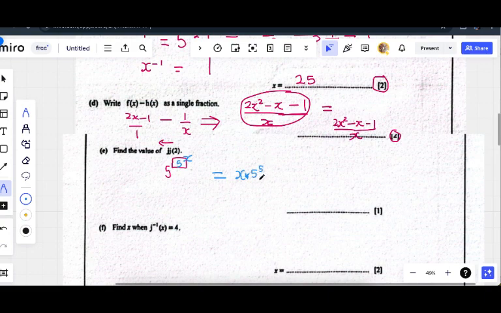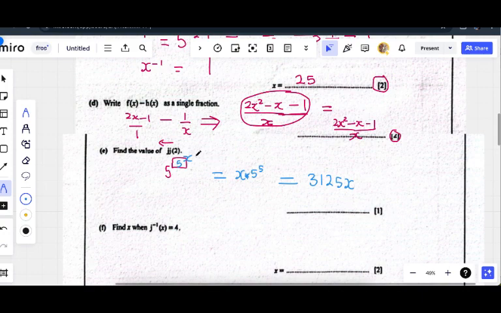5 to the power 5, what do you get? That's 5 in 5 places: 5 times 5 times 5 times 5 times 5. 5 to 4 places is 625. 5 to 5 places, what do you get? This will give us 3,125. So we get 3,125x for this one.